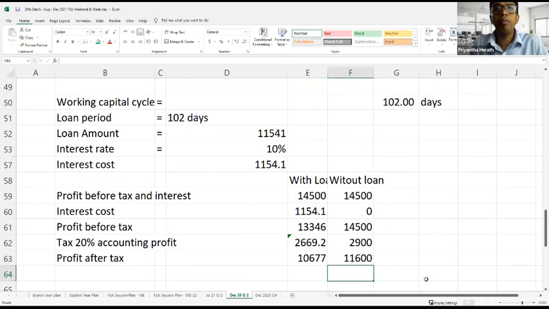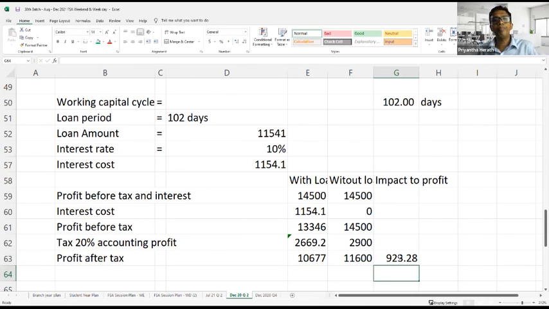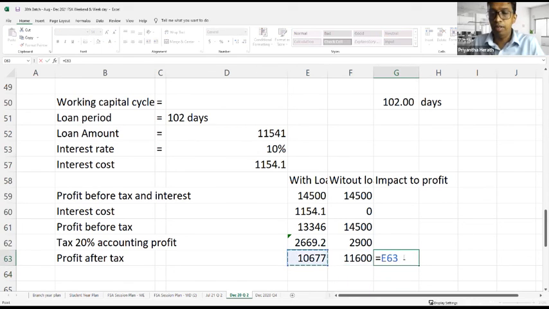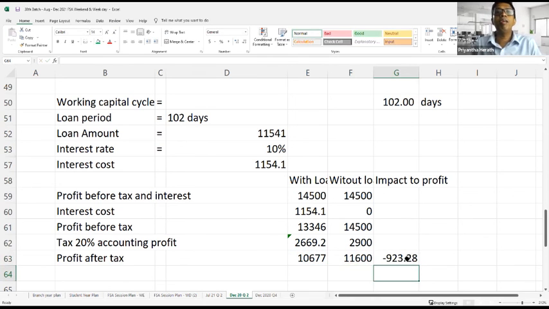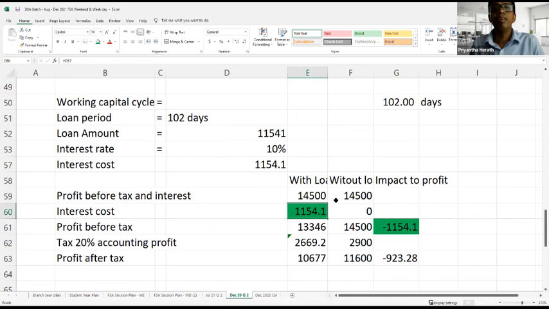So now you can see the impact to profitability. The previous profit is 11,600. After the loan, profit is 10,706. Therefore, there's a reduction. Let's calculate another way: minus this, there's a reduction in profit of 923. And also before tax, this minus this, so 1,154 equals the interest cost. You can see here interest cost is 1,154, and here also 1,154.